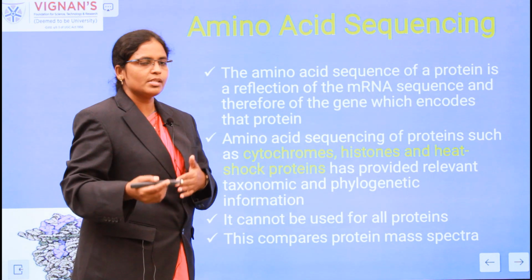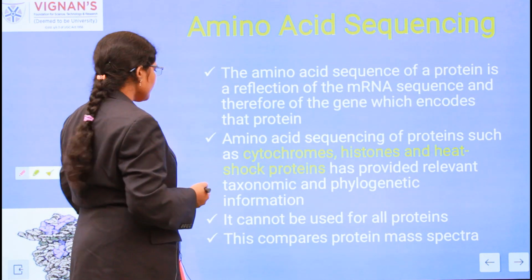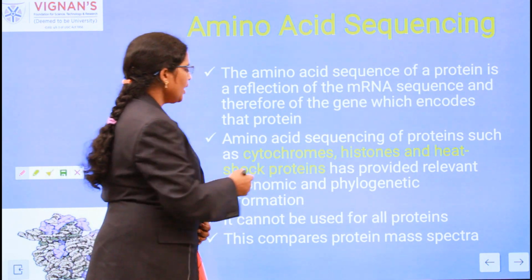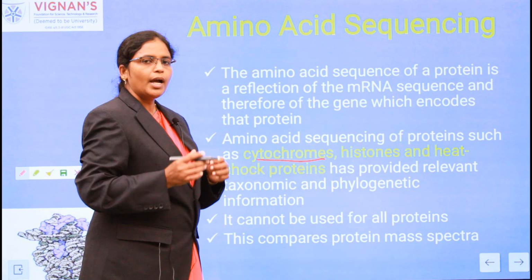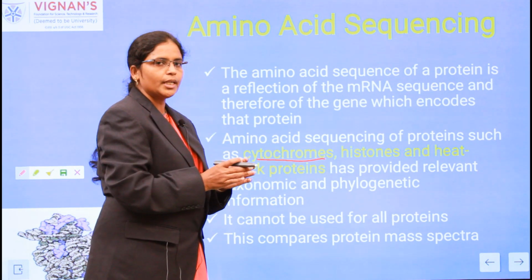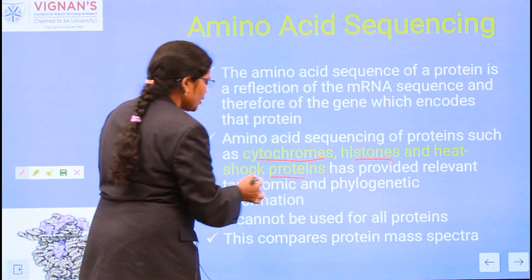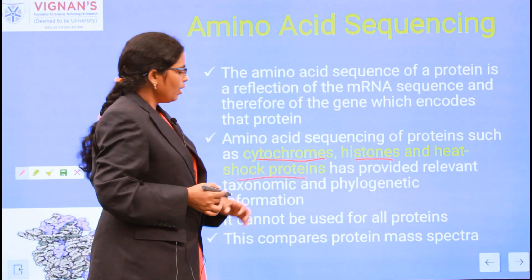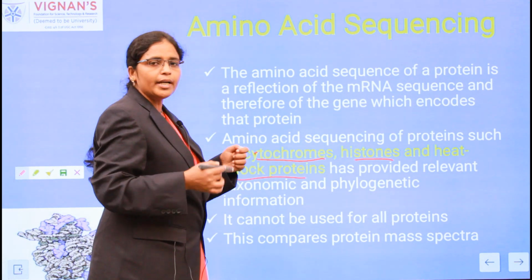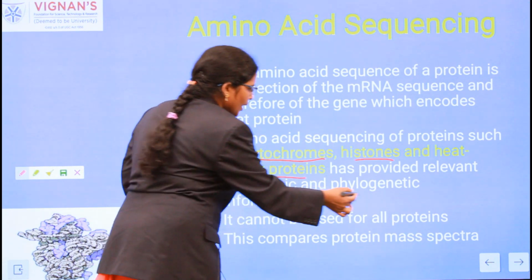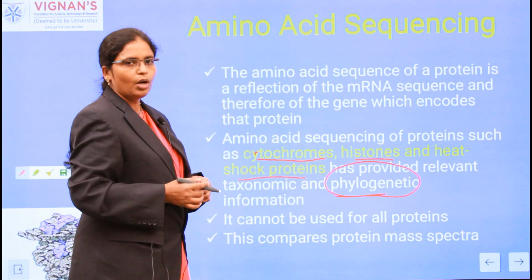So these are the advanced technologies. Here, the amino acid sequencing of some proteins, they are used for identification and phylogenetic relationship of the organisms. Cytochromes, histones and heat shock proteins. So, based on the presence and absence of these proteins, we can identify the organism and we can see the phylogenetic relationship with the other organisms.